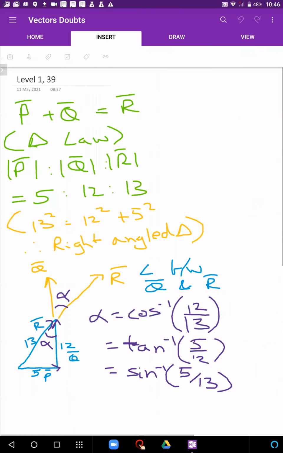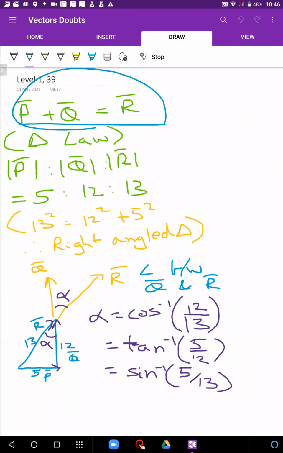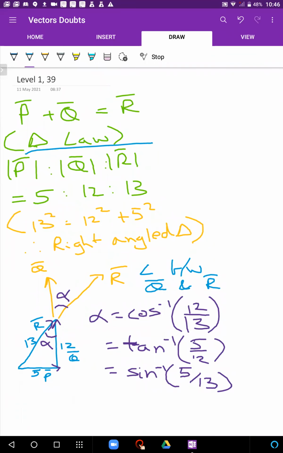Have a quick look. So P plus Q, I don't think I discussed this last time. What is in this? P plus Q is equal to R. The minute you read that statement, you should realize that this is the triangle law. P, Q and R. If I apply triangle law, I know they form a triangle. And what else is given? It says the ratio of their magnitudes is 5:12:13.